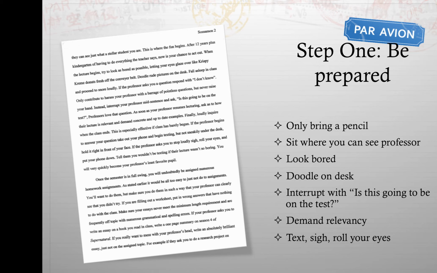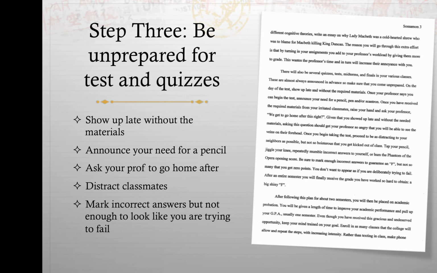If you really want to mess with your professor's head, write an absolutely brilliant essay, just not on the assigned topic. For example, if they ask you to do a research project on different cognitive theories, write an essay on why Lady Macbeth was a cold-hearted shrew who was to blame for Macbeth killing King Duncan. The reason you will go through this extra effort is that by turning in your assignments, you add to your professor's workload by giving them more to grade. This wastes the professor's time and in turn will increase their annoyance with you.